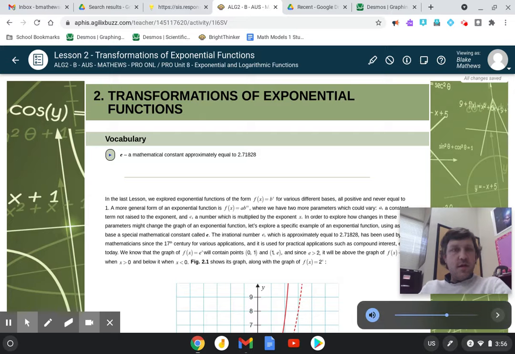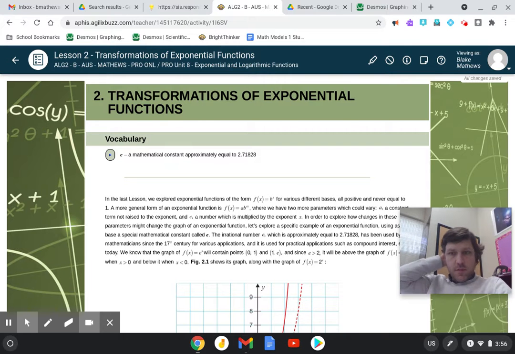All right, this is the Algebra 2 Unit 8 Lesson 2 video over transformations of exponential functions. But really what this unit is most about is just adding another layer to exponential functions around this number e, which is a mathematical constant. And your calculator has it built into it.